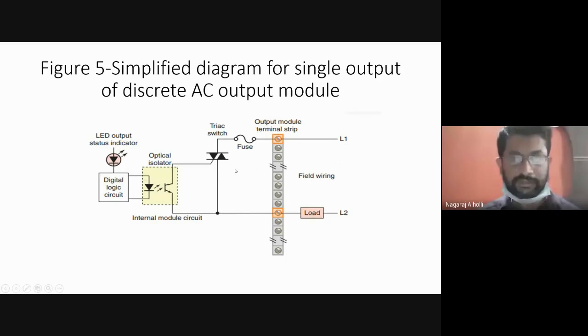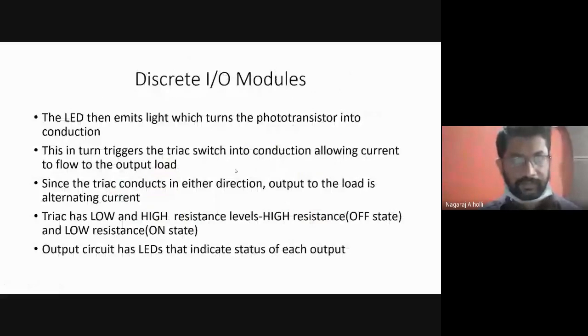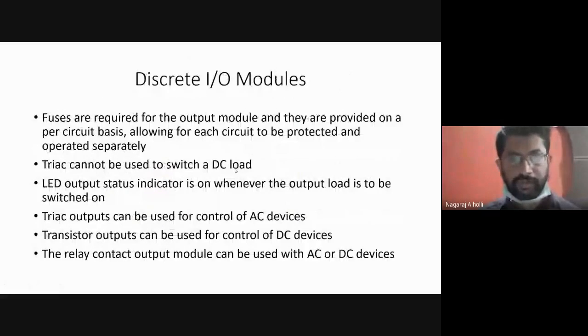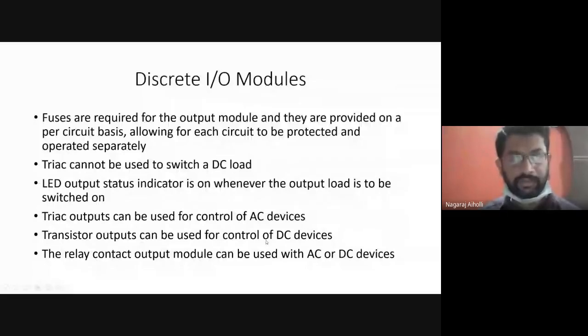So triac outputs can be used for controlling AC devices. Transistor outputs can be used for controlling DC devices. A transistor is unidirectional, so it can control only DC devices. The relay can be used for both AC as well as DC devices, because a relay can switch between multiple contacts, and hence it can be used for both AC load devices as well as DC load devices.